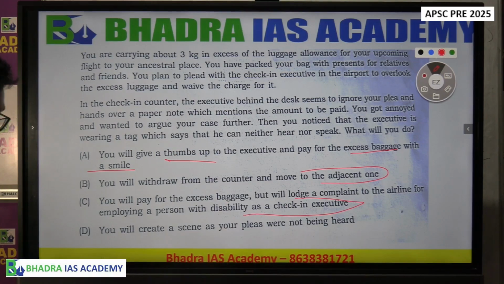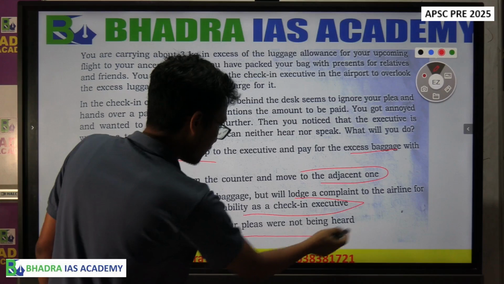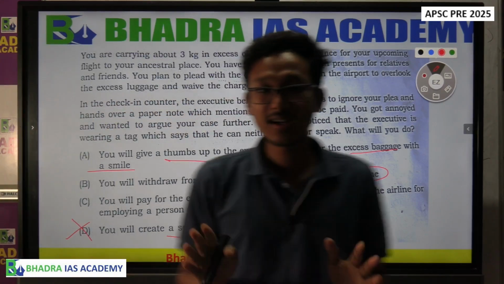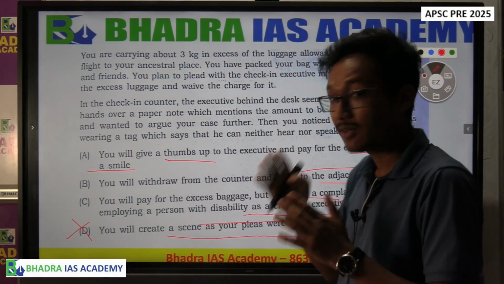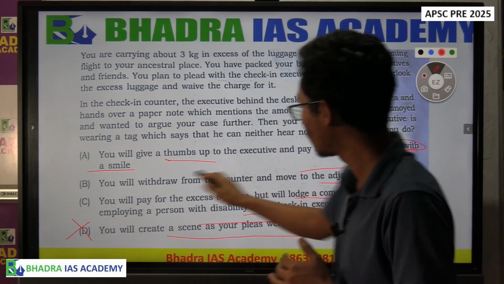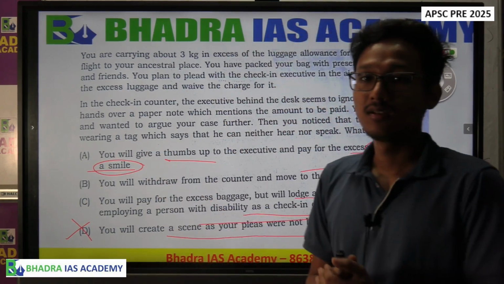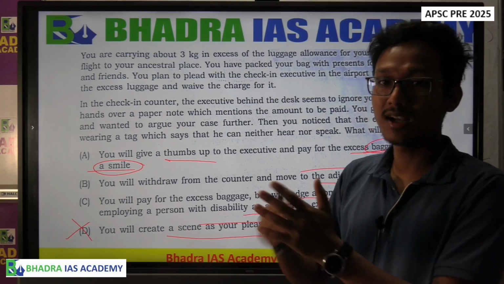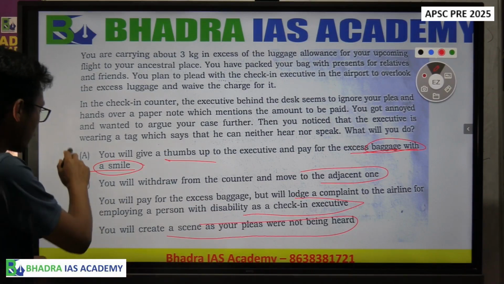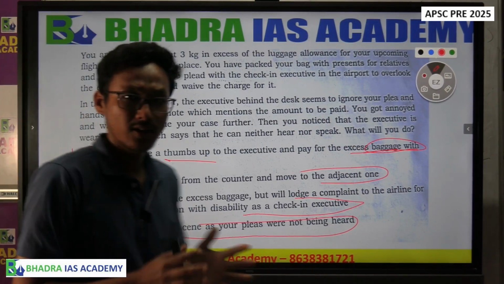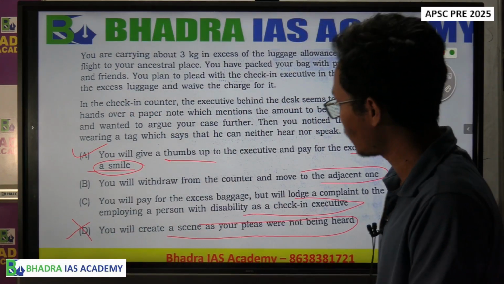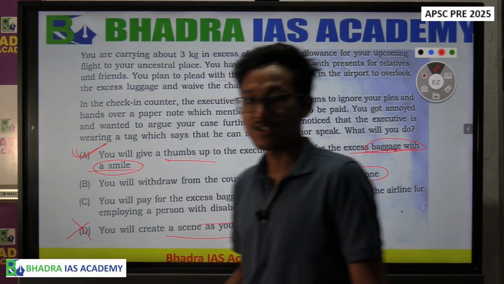The check-in executive will create a scene at your place. That will not happen; we have discussed this. In class we discussed that when we have a soft approach, a gentle one, for example the smile, we choose those options. And when there is an extreme step, we have to avoid it. So the best option is this. Anyway, whatever is legal, according to procedure, and right, we have to go that way. So this is the best option.